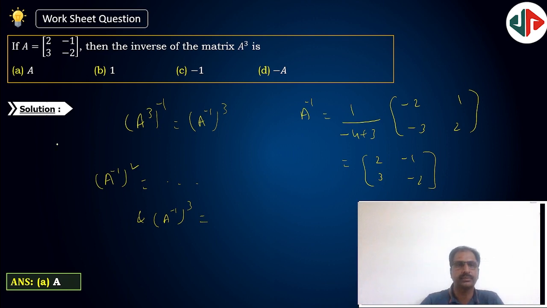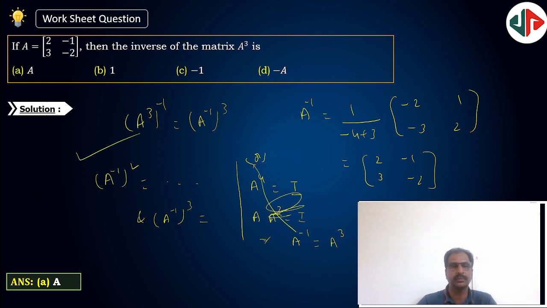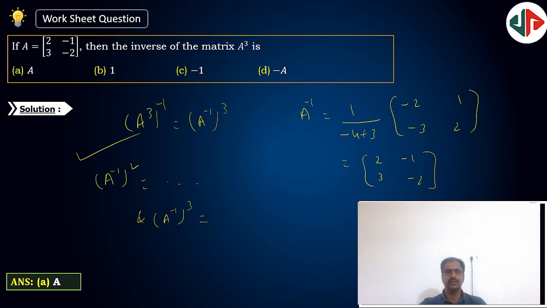Or you can do it like this also. This is one way. Another way is like this. First find A square and then A cube and A power 4. If you find A power 4, you will see that A power 4 will be I, which means A into A cube is equal to I. If A into B is I, then A inverse is nothing but A cube. Better you do the first method. You can find A inverse first and then A inverse whole cube.